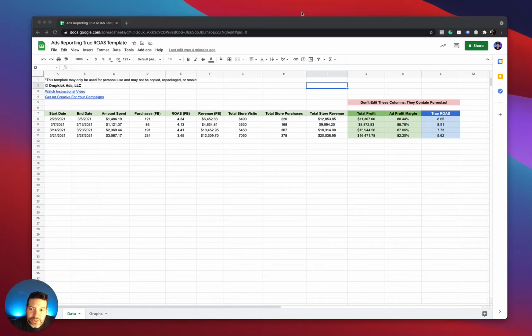All right, so let's take a look at this template. What this is going to do is help you realize what the actual impact of your ads is on your revenue. So this is great for e-commerce brands, maybe not so much for leads-based situations, but if you're an e-commerce store and you want to really know the effectiveness of your Facebook or Google ads, I built this spreadsheet to help you do that.